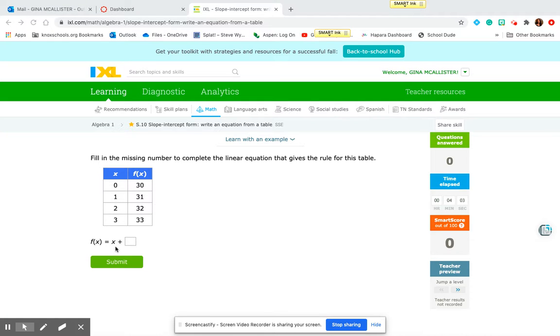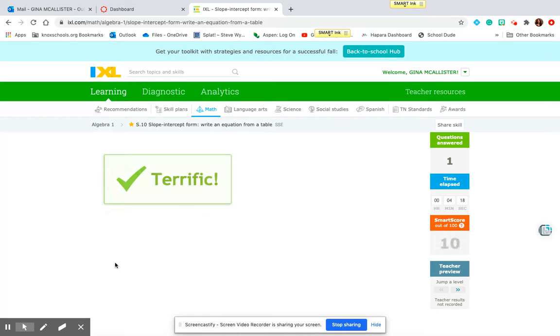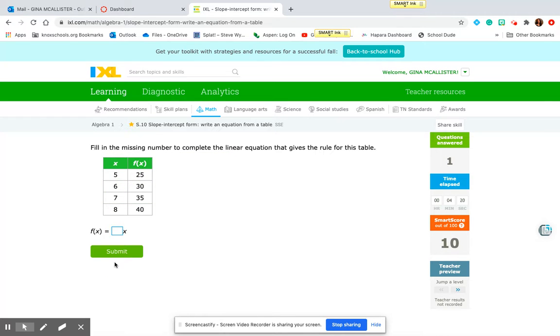My y-intercept is when x is 0 on my table. So where x is 0, I go to y. So x is 0, y is 30. So my y-intercept is 30. Remember, you're going to have to work backwards sometimes to get that y-intercept.